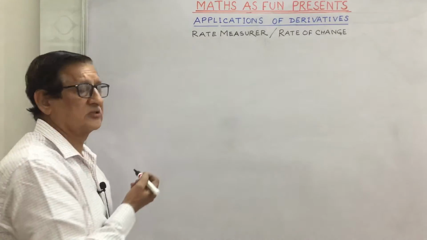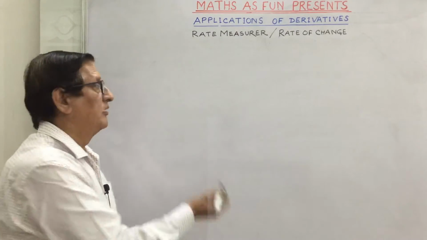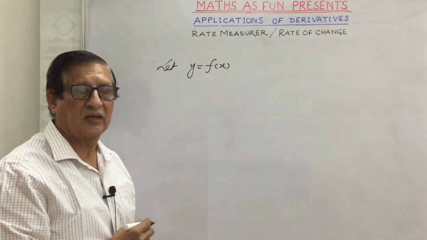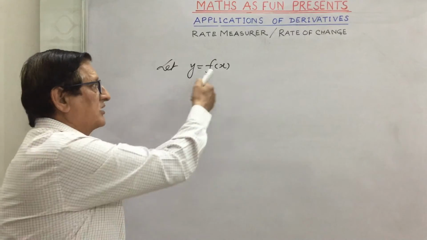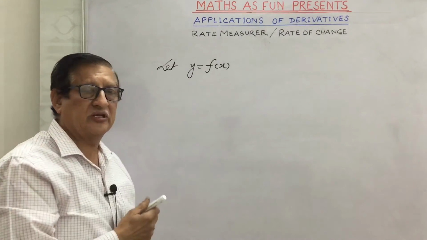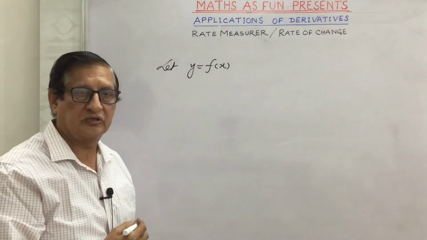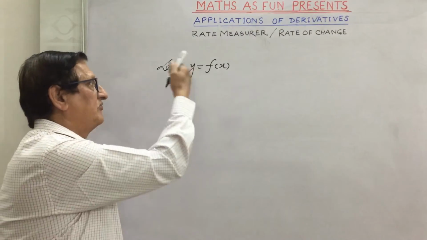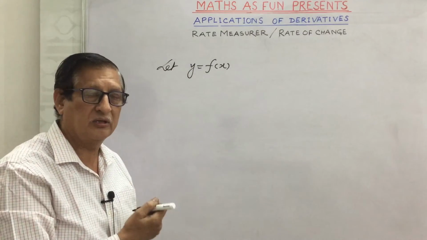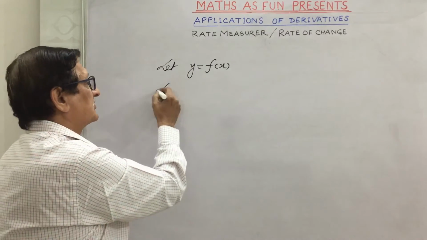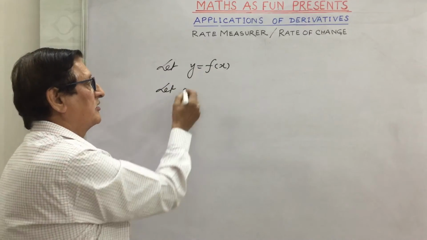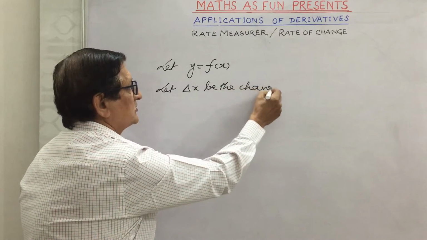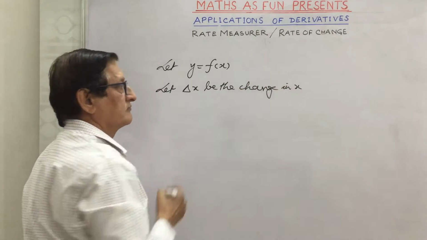Suppose there is a function of x and that is y. Let y be a function of x. y equals f(x). x is known as the independent variable and y is the dependent variable. If there is any change in x, certainly there will be a change in y accordingly. Suppose there is a change in x, let delta x be the change in x.